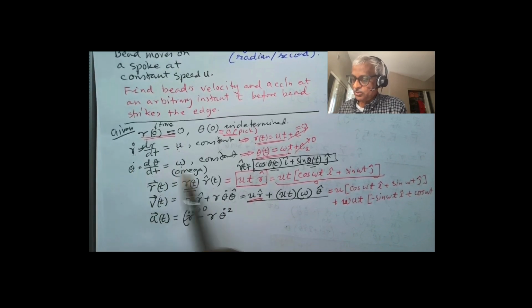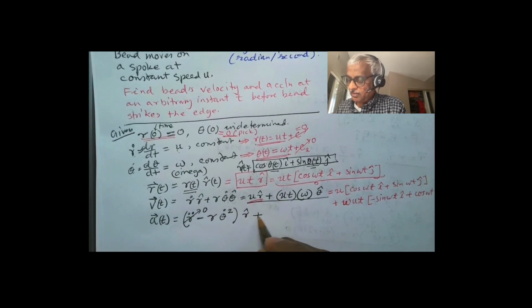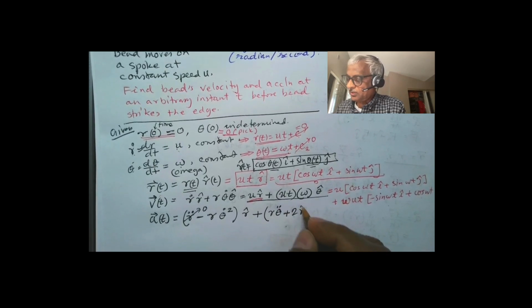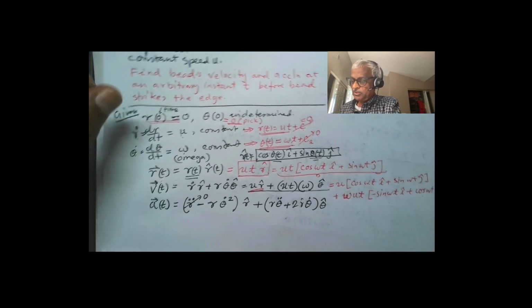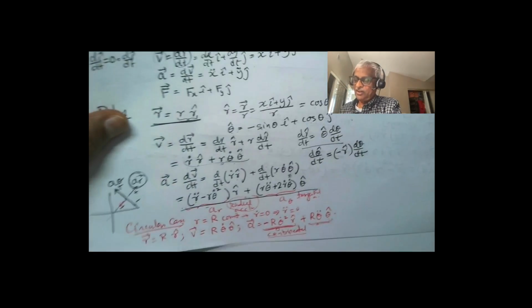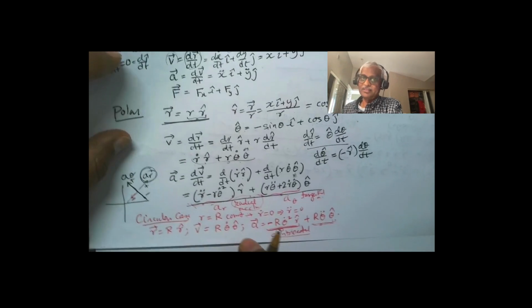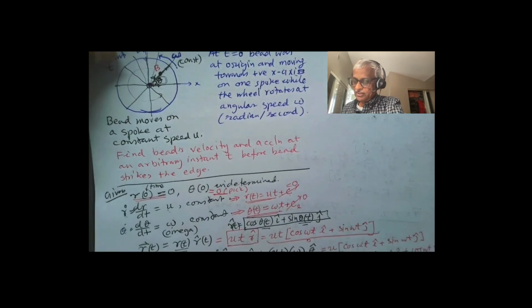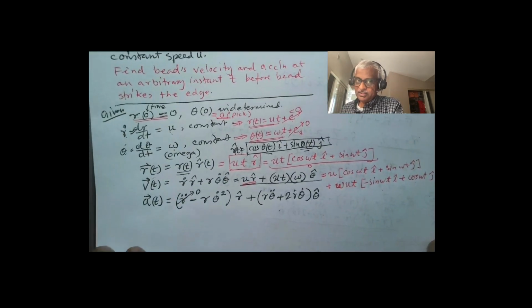Theta dot is omega, so this will become omega square r hat plus r theta double dot plus 2 r dot theta dot theta hat. Make sure I didn't make a mistake in copying, and that's what that is. Alright, so let's go back to the calculation page.